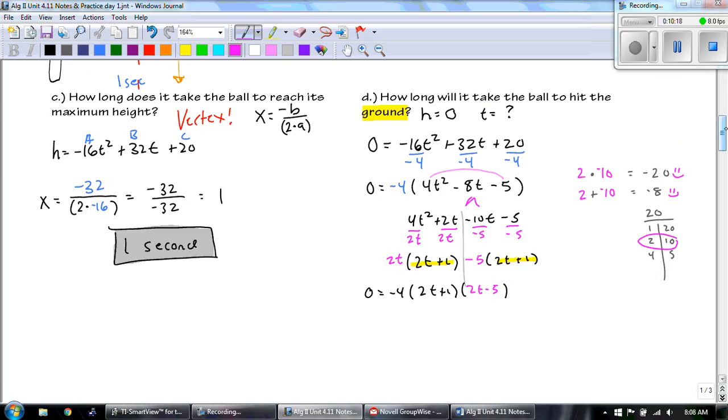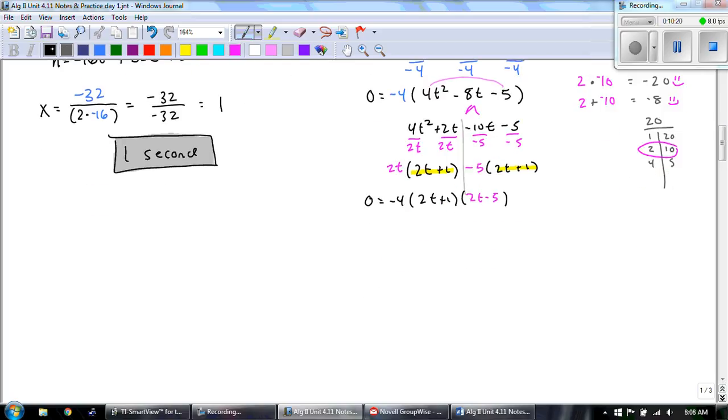Now great, we factored it, but I'm solving, so everything with a variable I said equal to 0. So to solve, we would subtract 1 and divide by 2. To solve, I would add 5 and divide by 2. Now, we're talking about time. So these would be seconds right now.